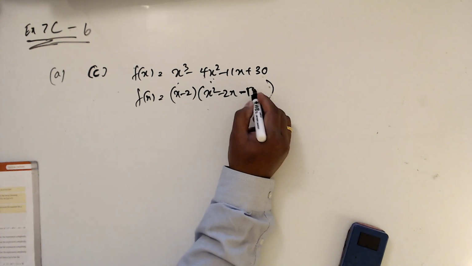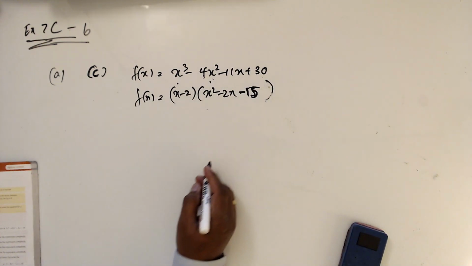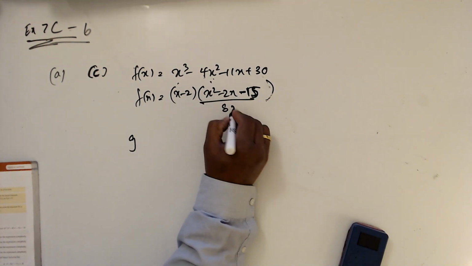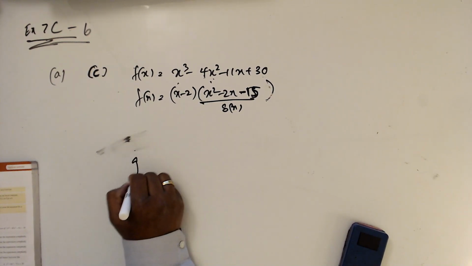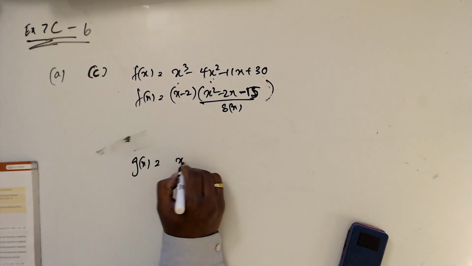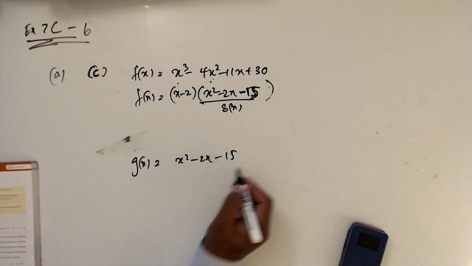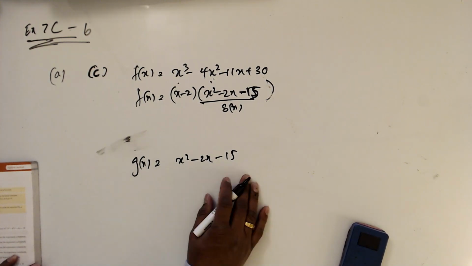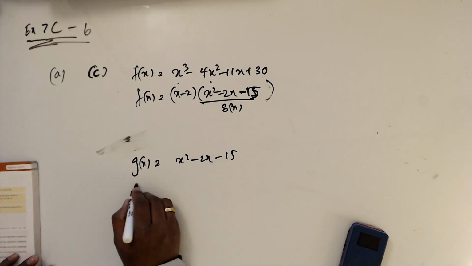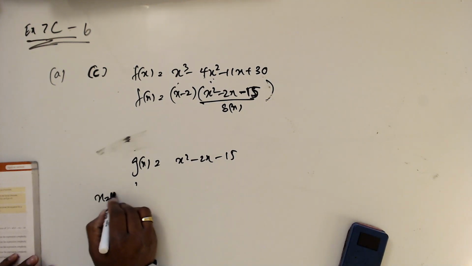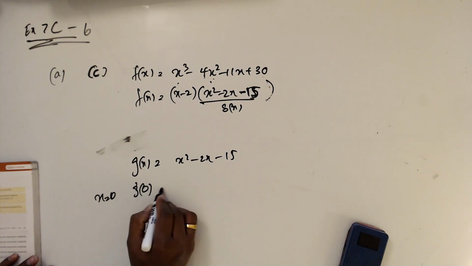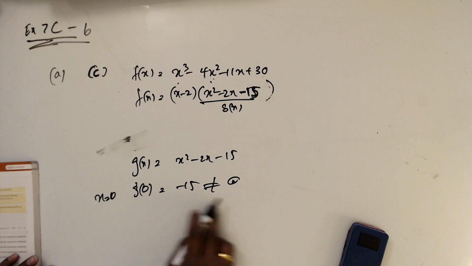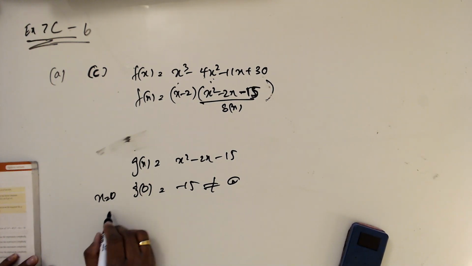Minus 12x minus 15. I will apply the same theory again. I will take this as gx: x square minus 2x minus 15. Now this is a quadratic equation I want to factorize. I will put x equals 0, g0 is minus 15, not equal to 0. X equal 0 is not a root.